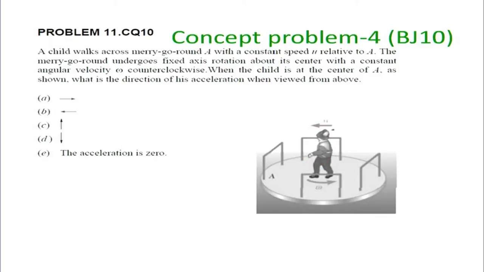So let us discuss this using the whiteboard. What we have is this. If I look from the top, this is how the merry-go-round looks. This is the center where the child is standing. This is omega or theta dot. Now let us say I fix the coordinate system like this. This is e_r hat. The child is almost at the center. And this has to be e_theta hat.